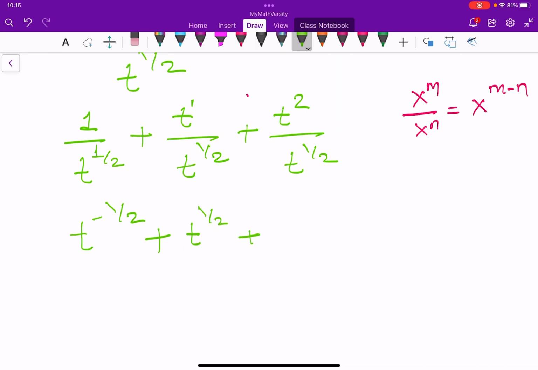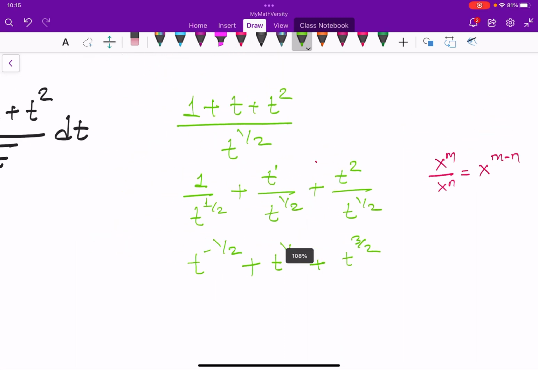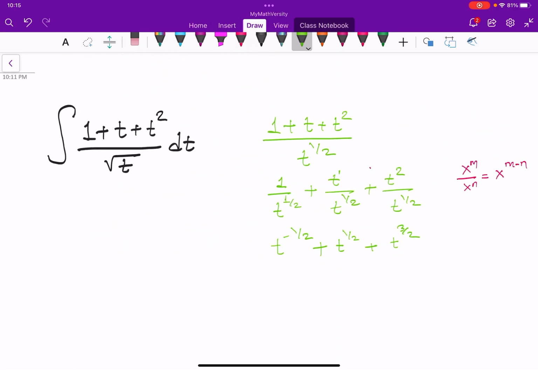In the same way, the last term can be written as t to the power 2 minus 1/2. What is 2 minus 1/2? 2 times 2 is 4, 4 minus 1 is 3, so 3 over 2. So we write t to the power 3/2. That's how we can rewrite the given problem. I have not done any antiderivative yet, I have just rewritten the problem.